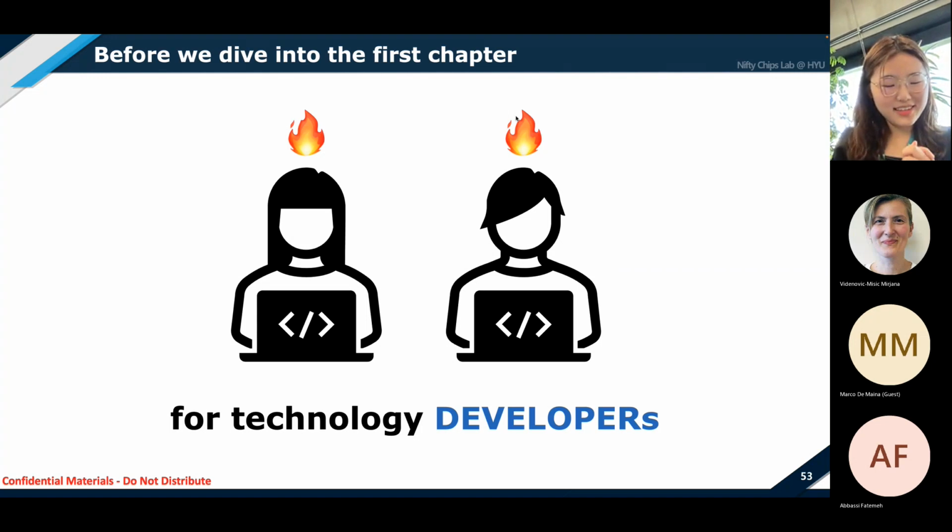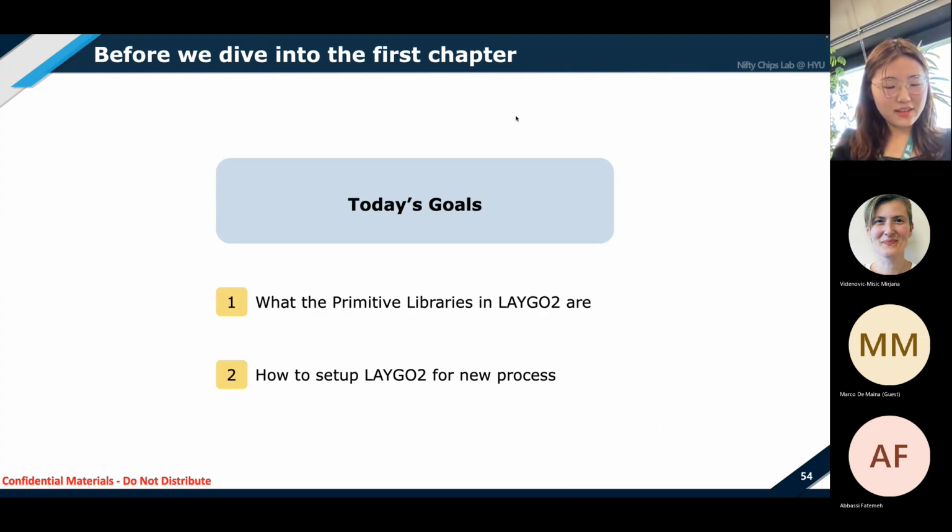And one more thing. This course is aimed at technology developers who should set up LAYGO2 for a new process like Skywater 130. But I think it's also helpful for users who create layouts such as inverters or flip-flops. First, what the primitive libraries in LAYGO2 are, and how to set up LAYGO2 for a new process. If you understand these two things at the end of the presentation, then I think you have mastered this course.